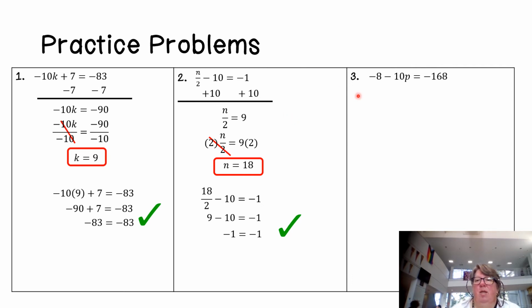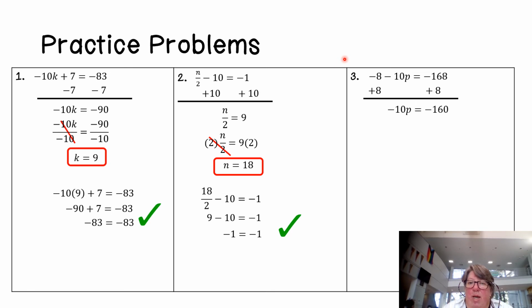Our third problem here, don't let the fact that the second term is the term with the variable confuse you. So we want to get rid of this negative 8. How do we get rid of negative 8? We add positive 8 to both sides, right? And then we are left with negative 10p is equal to negative 160.